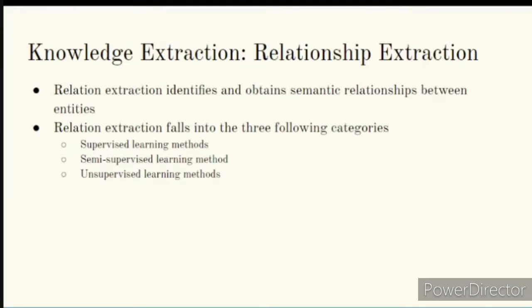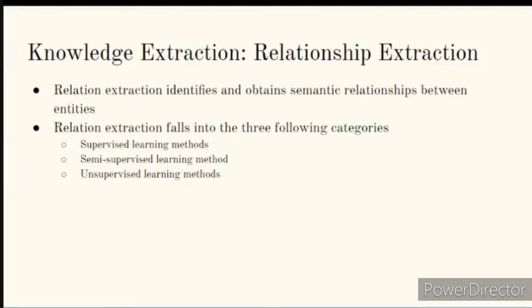Relationship extraction falls into the following three categories. Supervised learning methods. According to the training data, we design an effective feature, learn various classification models, and then use them to train a classifier to predict the relationship. However, this method requires manually labeling the training corpus, which is usually time consuming and laborious.